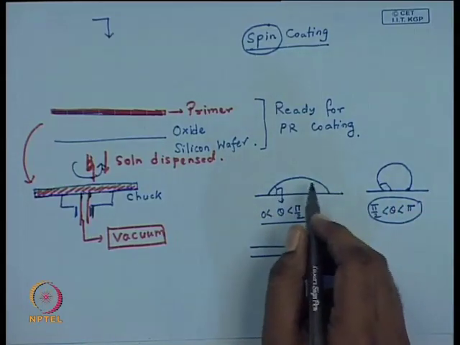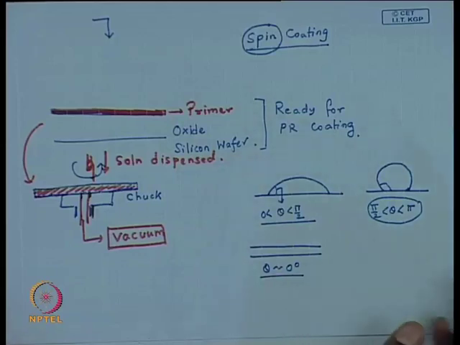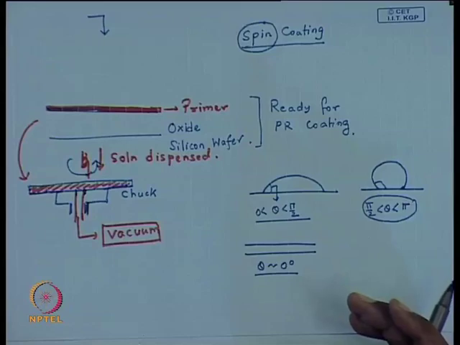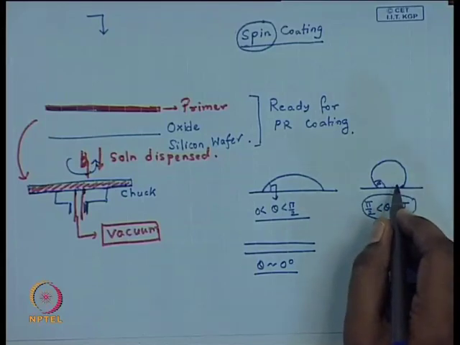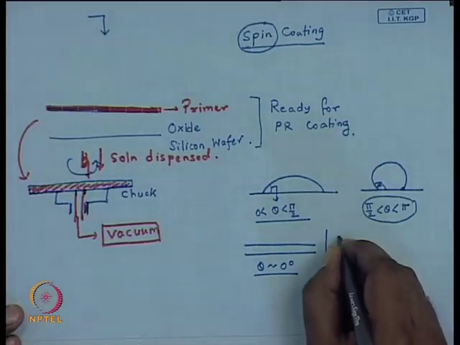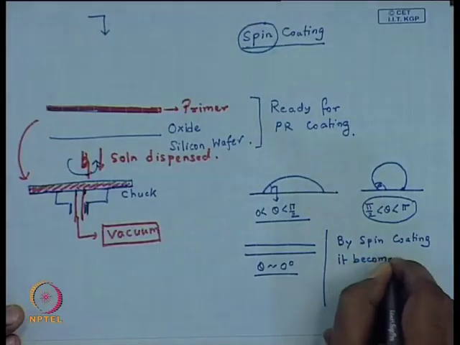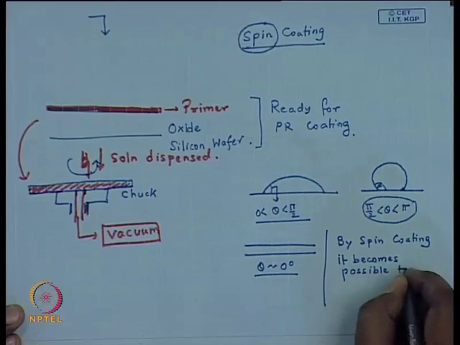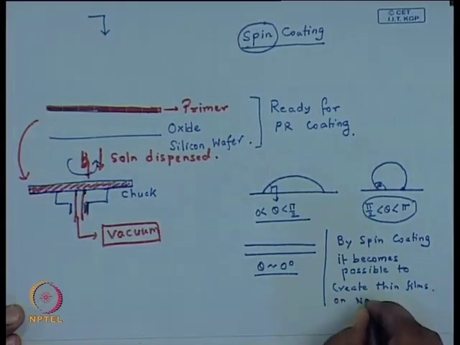You may cast a film, but that film will tend to retract. Only in this type of case can you cast a nice film. But in spin coating, since you are going in for very high speed rotation, you are supplying a significantly higher amount of centripetal force, which overcomes the resistance put up by the surface, by the balance of the horizontal component of surface tension forces. This is also important, and in the context of instability we will see that this is an extremely important aspect. So, by spin coating it becomes possible to create thin films on non-wettable surfaces.